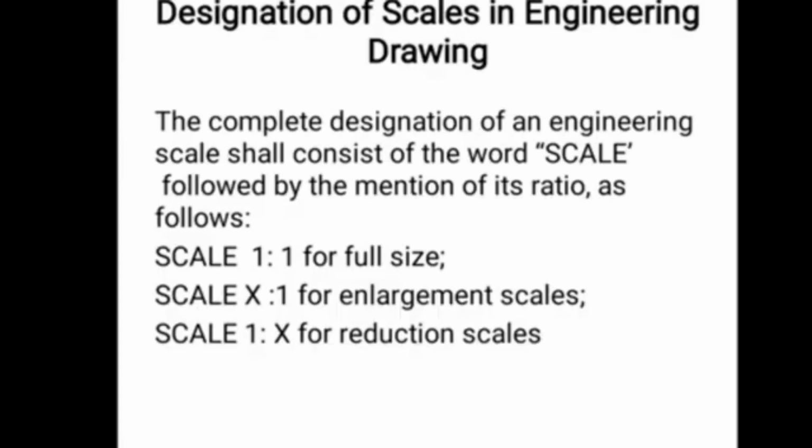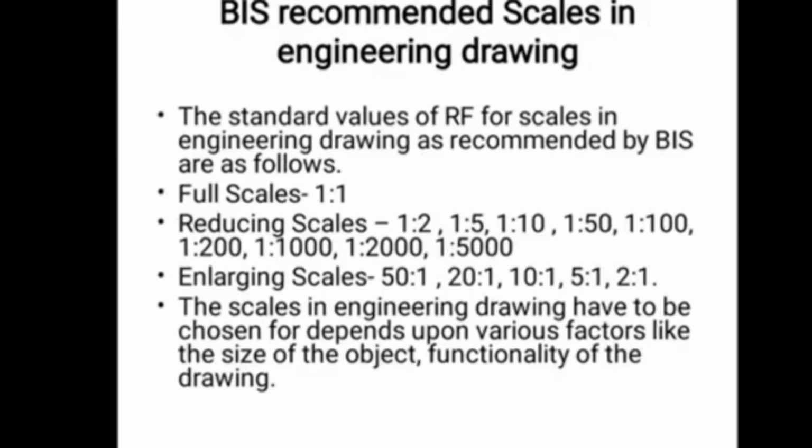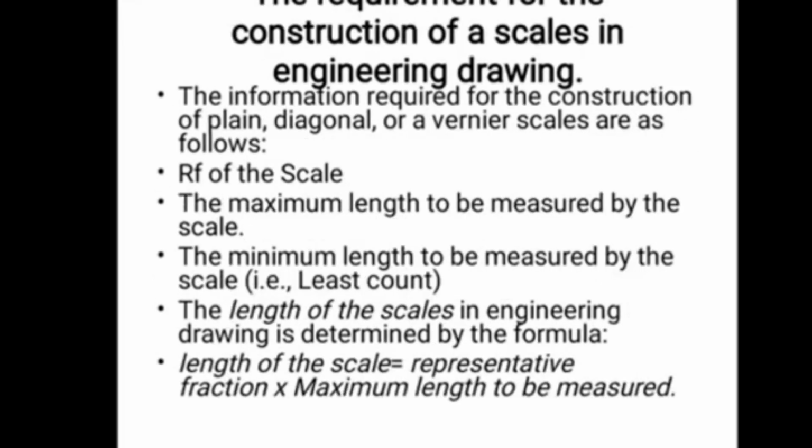The same thing we see in the types of scale. In the case of full scale it is 1:1. If it is an enlargement scale, the first number is larger, n to 1. Reducing scale means 1 to n. This is recommended in the BIS standard. You can see full scale 1:1, reducing scale 1:2, 1:5, 1:10, and for enlargement scale we first write the bigger number and then the 1, like 50:1, 20:1.